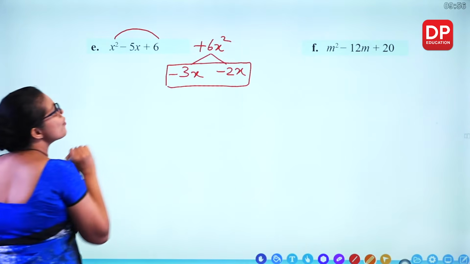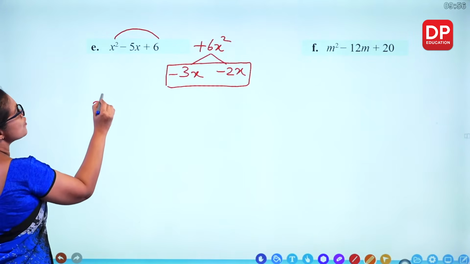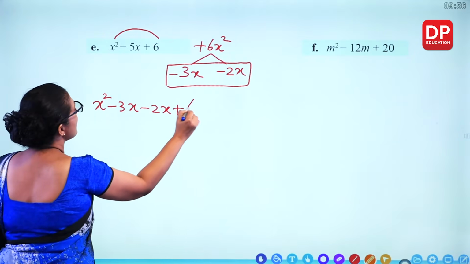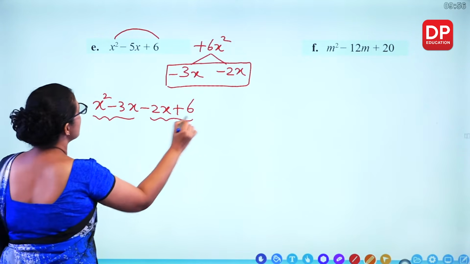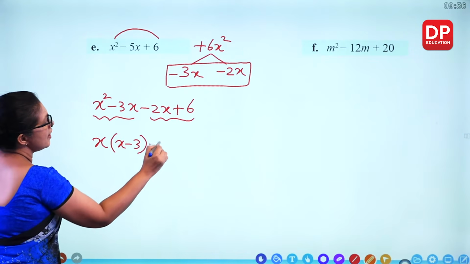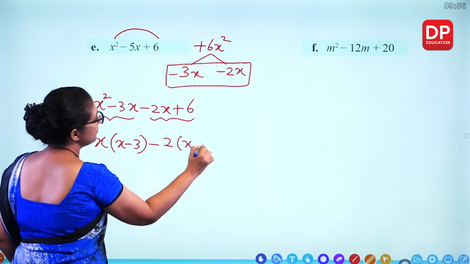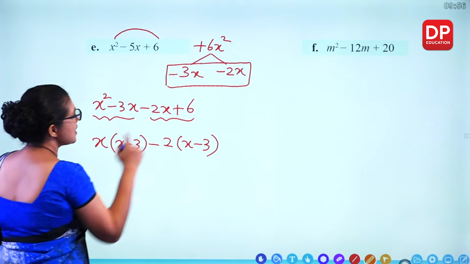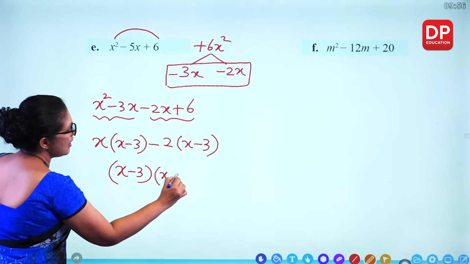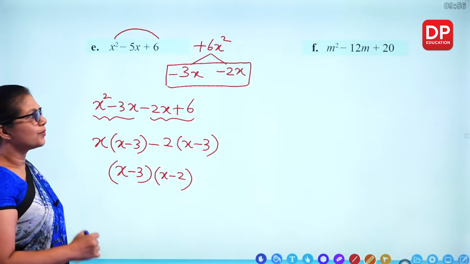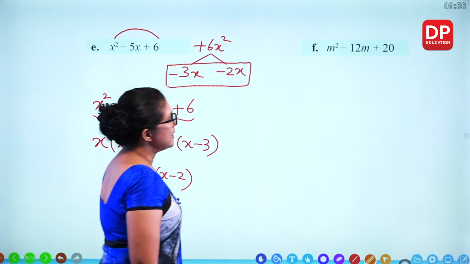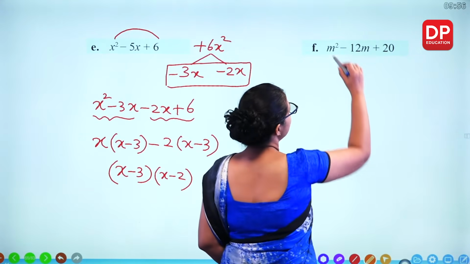Both are the appropriate factors. Now split the middle term and factorize. X is common and here 2 is common. Minus minus plus. X minus 3, x minus 2. This one plus 20 and middle term is minus 12.